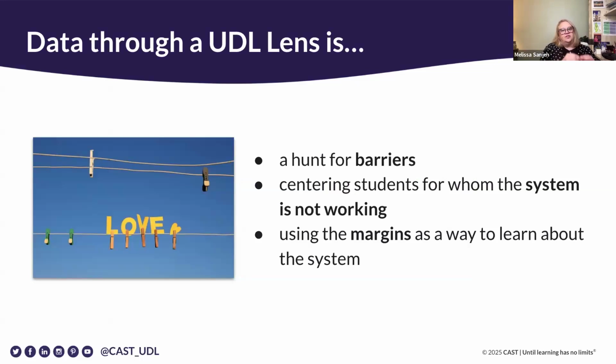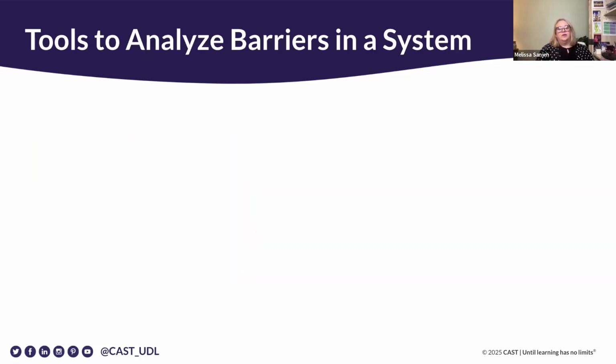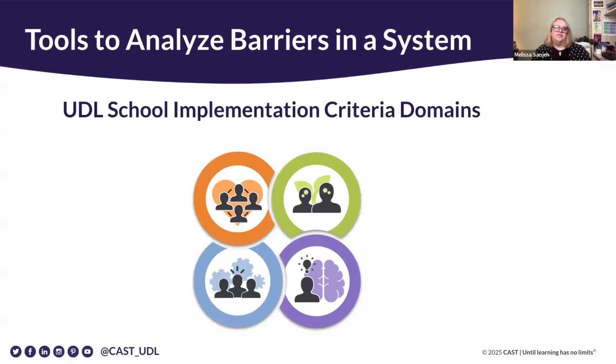And we look for them by centering the students for whom the system is not working. So we want to really, in some ways, over-survey those students and make sure we're really understanding their experience from a user-centered design or user-centered data process. Because we want to use those margins as a way to learn about the system and to learn about where the barriers are. So the tool that we use to analyze barriers in the system is that UDL school implementation criteria.